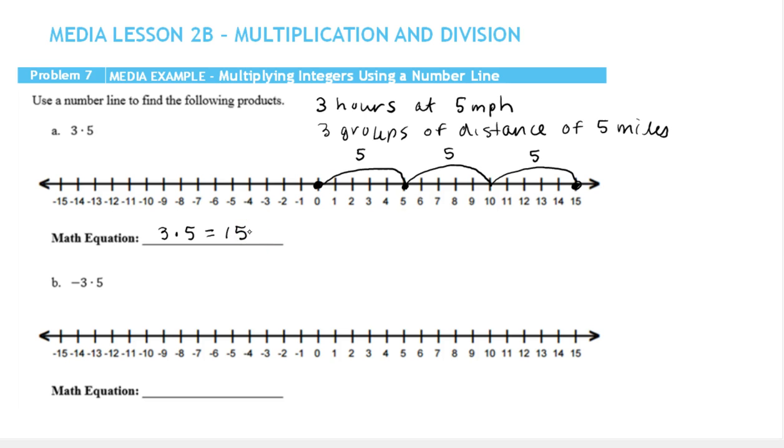Now let's look at the next one. We have negative 3 times 5. So this is a little bit more complicated to think of in terms of the 3 hours. We could think of going back 3 hours in time, but that will make things a little bit more complicated. So let's just think of this in the same type of context. So we're going to think of the opposite, just like we did with the chips, because it's hard to think of negative 3 groups or negative 3 time. So we're going to think of the opposite of 3 groups of 5.